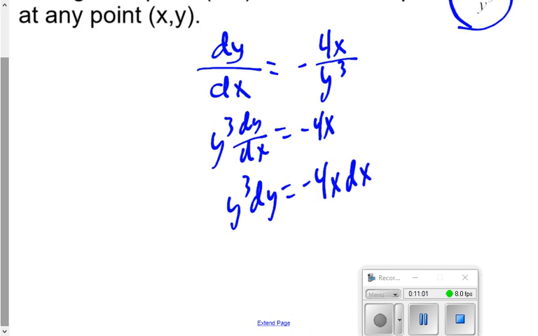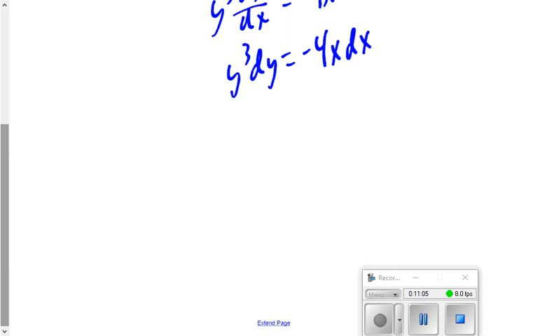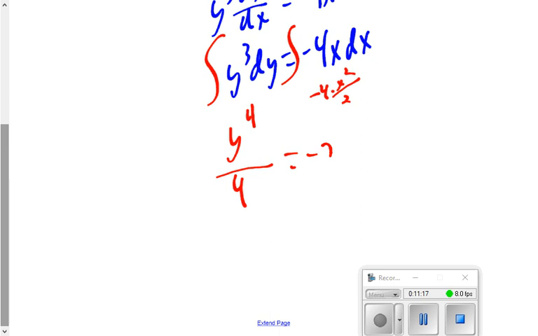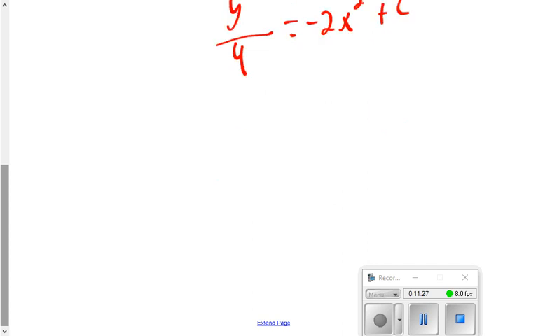Now I have my variables separated, so I'm going to integrate. So I get y to the fourth over 4 equal, and this will be negative 4 times x squared over 2, which will give me negative 2x squared plus c. Now I'm going to multiply each side by 4, which gives me y to the fourth equals negative 8x squared, this will be c1 again, plus c, when I multiply the whole thing by 4.